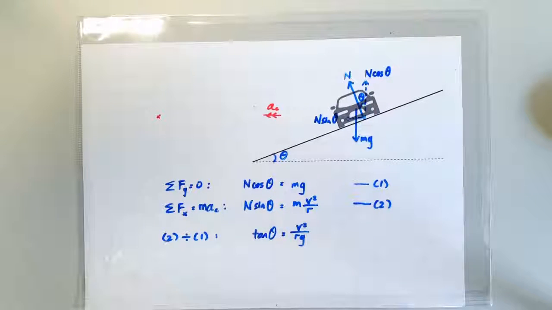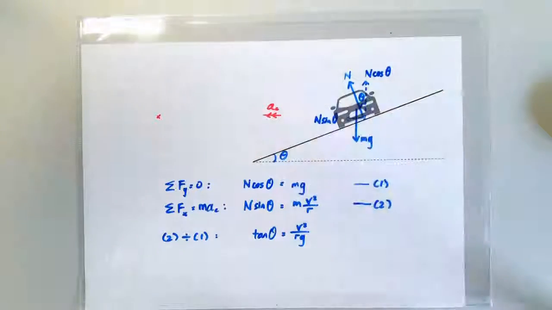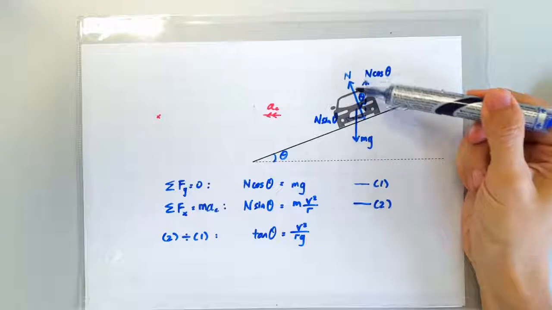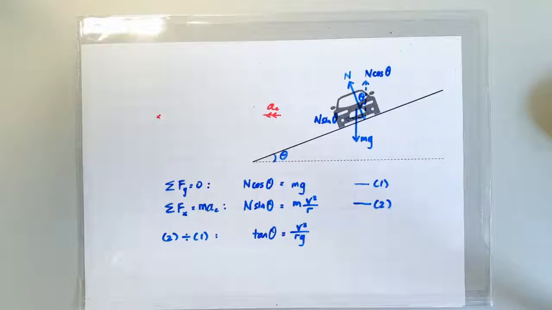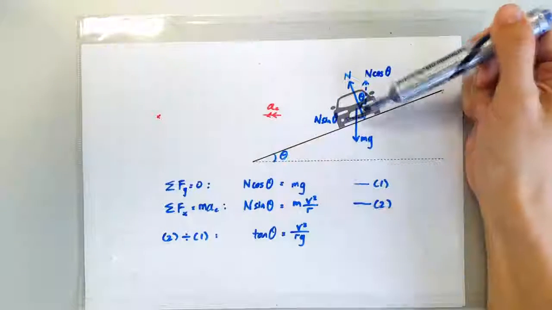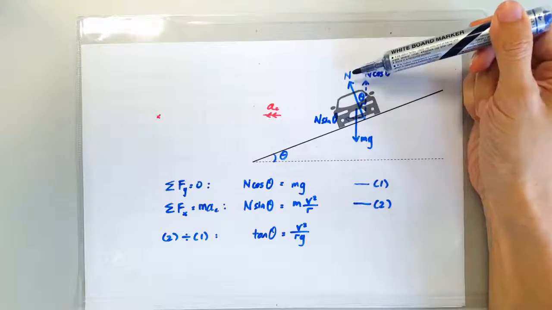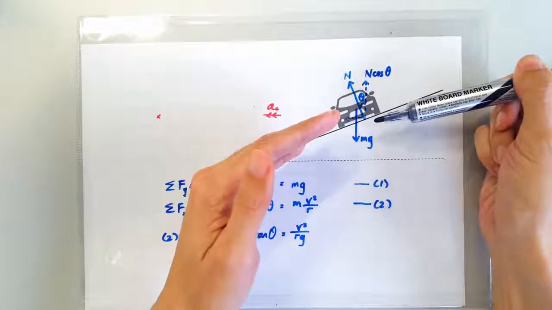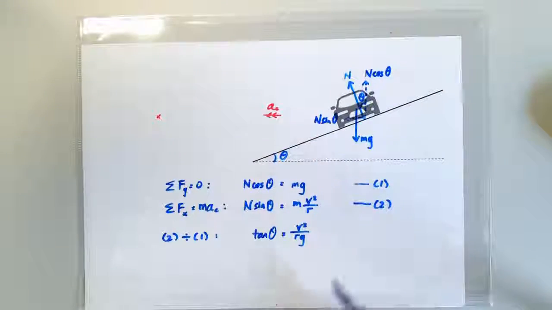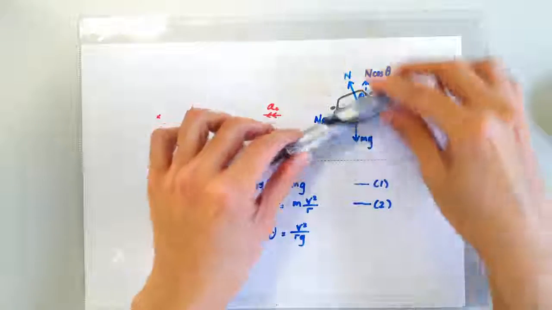So basically by using a banked curve, we are relying on the normal contact force instead of the frictional force to provide the required centripetal force. And there's actually no limit to how big a normal contact force is compared to friction, as long as the banked curve does not collapse. In fact, if you want to make a sharper turn, you just have to increase the angle theta.